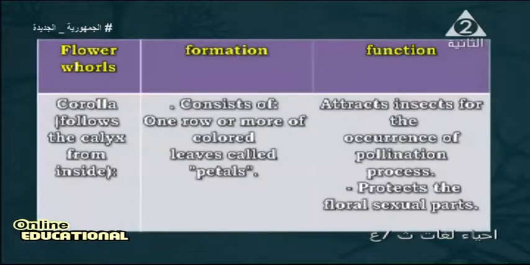The second whorl is corolla, and this corolla follows the calyx, and this is one row or more, and this is characterized by the colored leaves, okay, and the leaflet of corolla is known as petals. What is the function of the corolla? It attracts insects and also helps the pollination by attracting these insects due to its color.